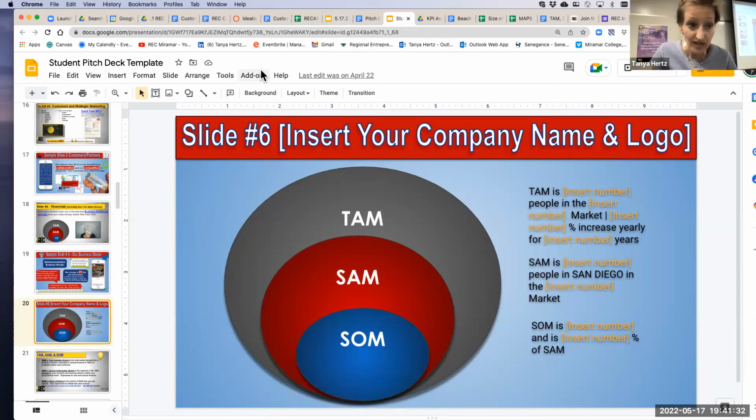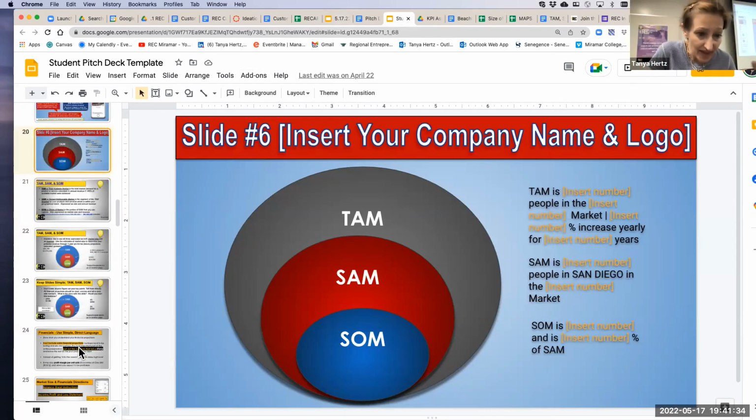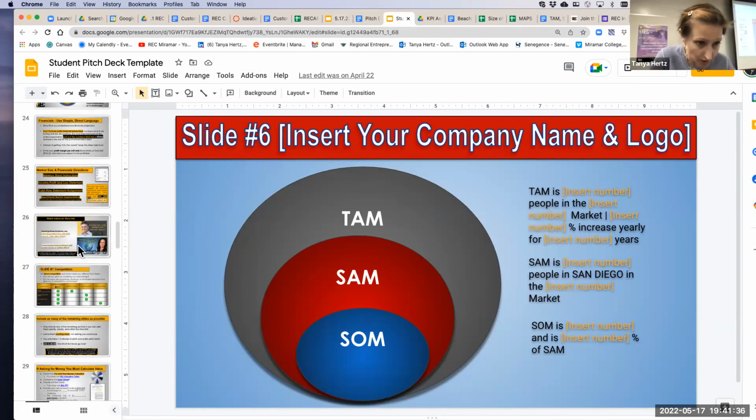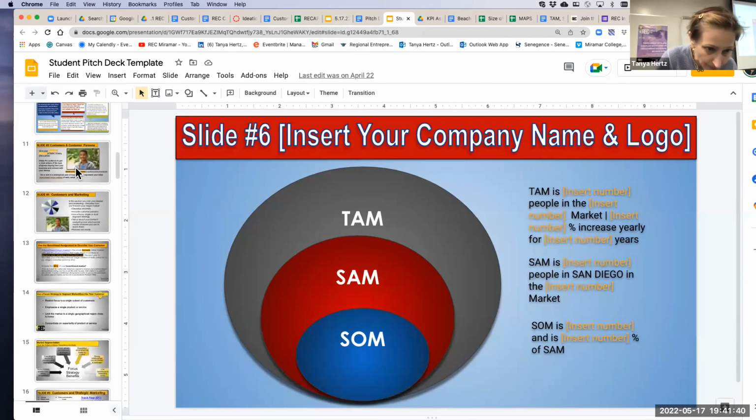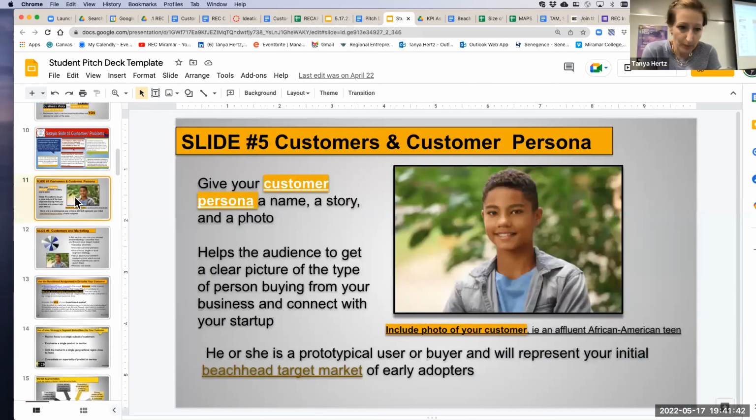What I recommend doing is have your TAM, SAM, and SOM, and then have your initial target market or your beachhead, whatever you like to call it, and show it as a customer persona. By that, I mean a photo of your customer with a description of that customer, so they know this is what a prototypical early adopter looks like, sounds like, spends like, and that it shows that you really understand that initial target market.